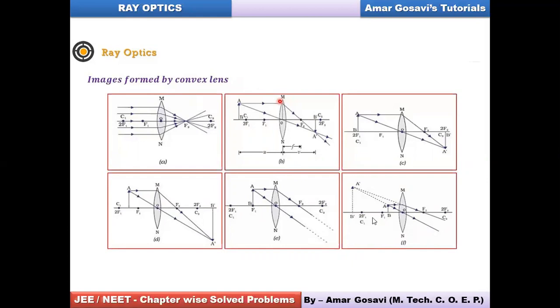Now, if you just put the object between focus and optical center, then this is a situation which we have not seen. So let's understand this also. The ray moving parallel, after refraction, will move through the focus on the other side. The second ray moves undeviated through the optical center. So they cannot meet anywhere, so we extend them backwards. So the image formed is on the same side: virtual image, erect and magnified. So this is a different situation, friends, apart from the others. Please make a note of it.